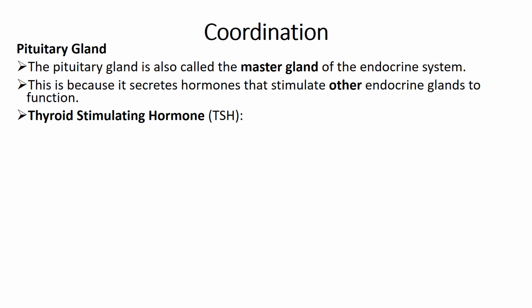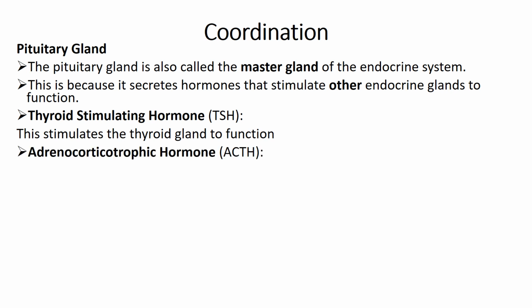So the first one is called the thyroid stimulating hormone, or TSH. This stimulates the thyroid gland to function. Okay, remember the thyroid gland is on the neck. So for it to function, it needs some TSH from the pituitary gland.